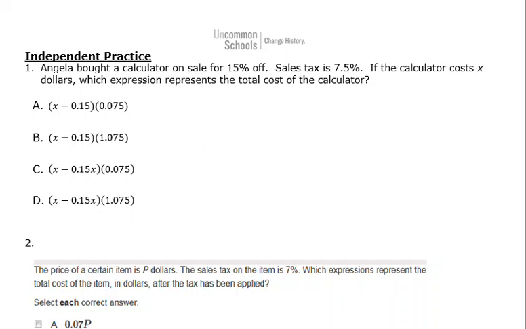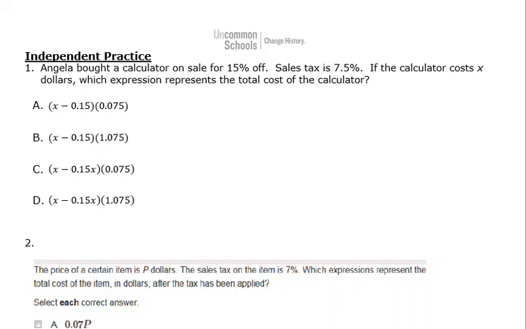Okay, so we're going to have a few non-negotiables when we tackle a problem like this. All right, the first thing we're going to do, as we do with every problem, we're going to read it once through without making any marks. And then when we read it again, we'll do our annotations, okay? So let's read it together. Number 1, Angela bought a calculator on sale for 15% off. Sales tax is 7.5%. If the calculator costs X dollars, which expression represents the total cost of the calculator?